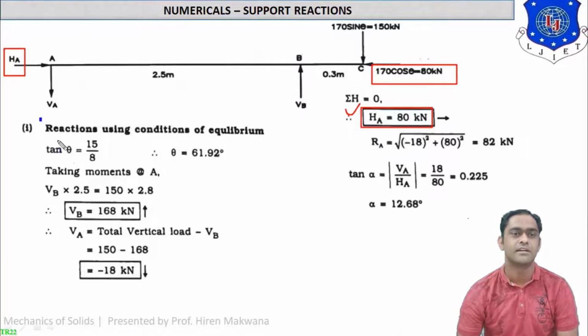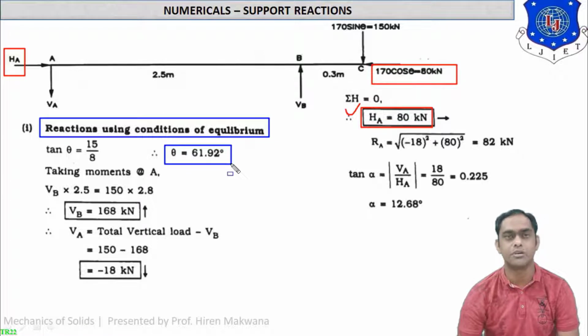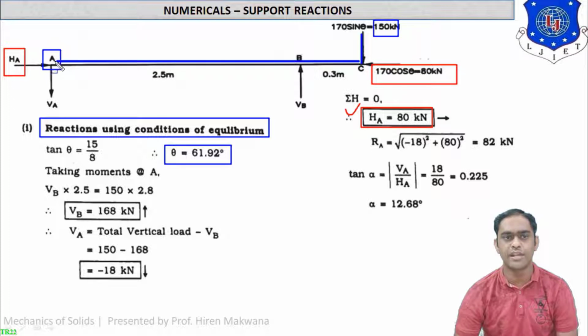Now let us start the reactions using conditions of equilibrium. Theta is already available, 61.92 by means of tan. Now taking moment at A, taking moment at this point. So how many forces are there? First force is this 170 sine theta, means 150 kilonewton. Now what is the distance from point C to point A? It will be 2.8 in total. So the answer will be 150 into 2.8. It is going down like this, going down.